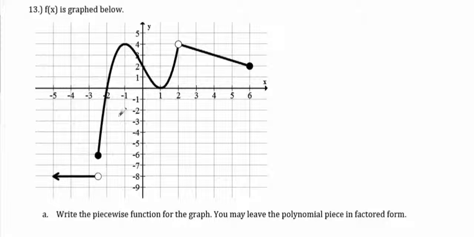All right, page number 5. It says write the piecewise function for the graph. You may leave the polynomial piece in factored form. So I'm just going to go ahead and write the function right next to the piece of it, and then we can just put it together.